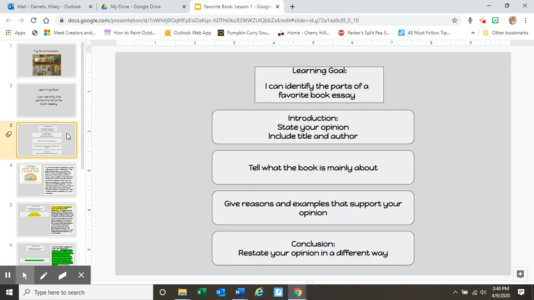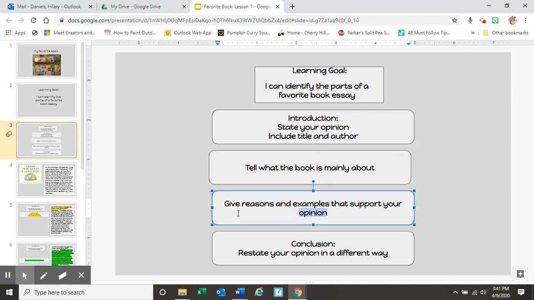And here are the different parts. The first part, which you already know how to write, is your introduction. This is where you are going to state your opinion. And here's the new part: you are going to include the title and the author of the book. The next part is something new, and this is where you tell what the book is mainly about.